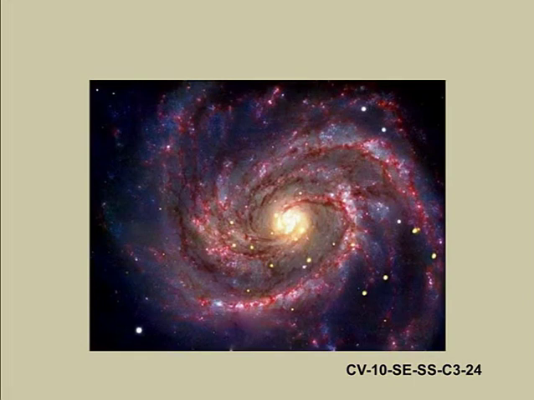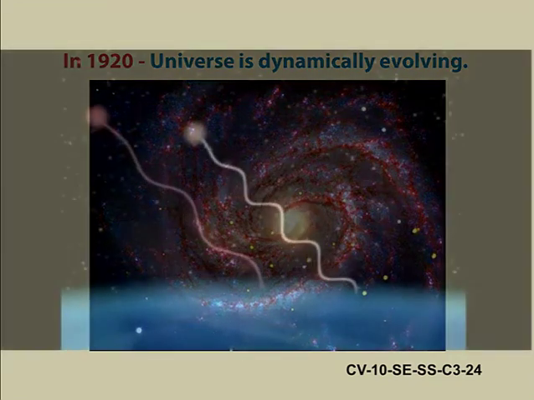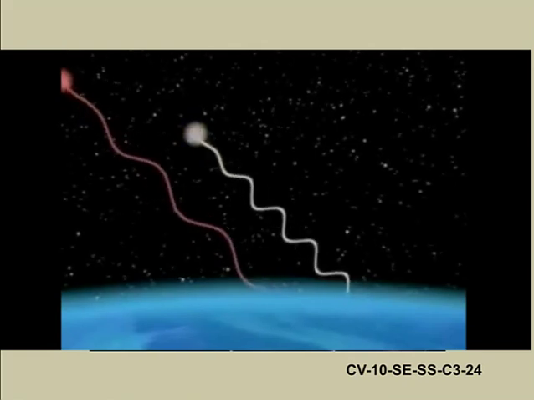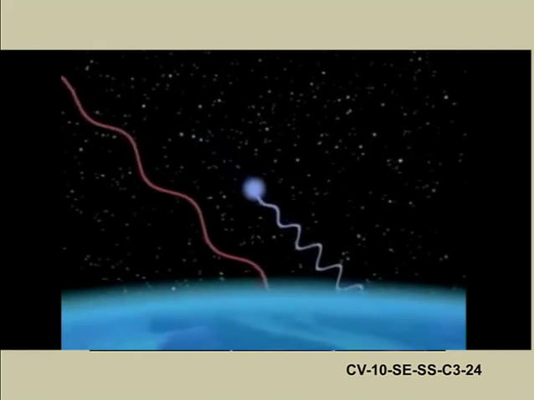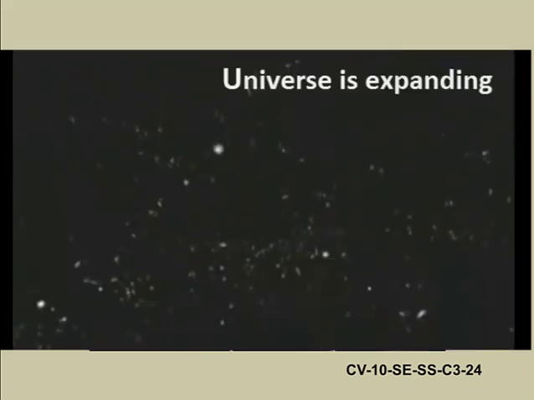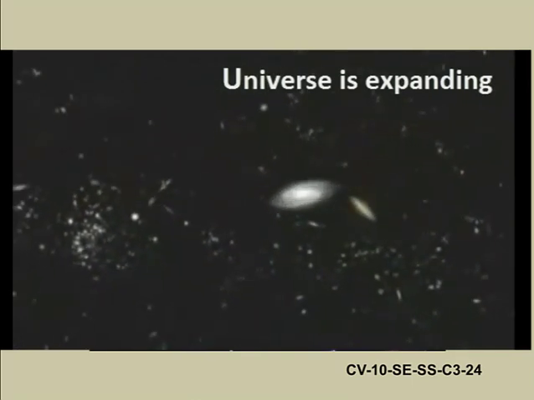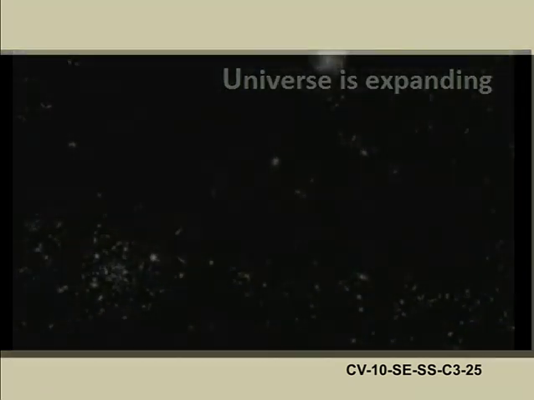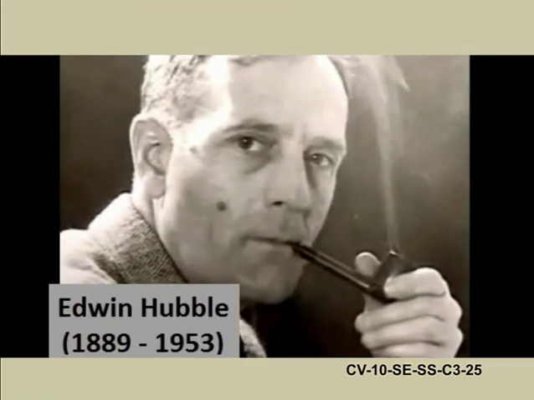After the invention of spectral analysis in 1920, it was found that the universe is dynamically evolving. Spectral lines of galaxies show redshifts, which show that they are moving away from us with enormous speeds. This shows that the universe is expanding. The expansion of the universe was clearly explained by Edwin Hubble and his co-workers.